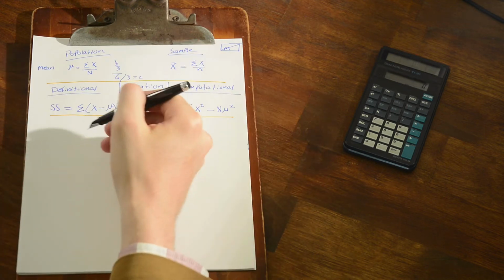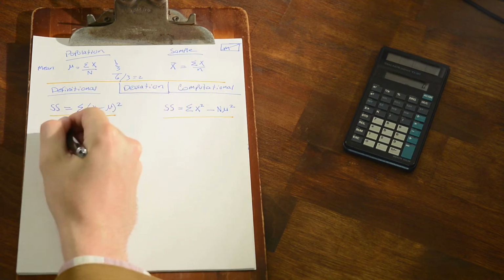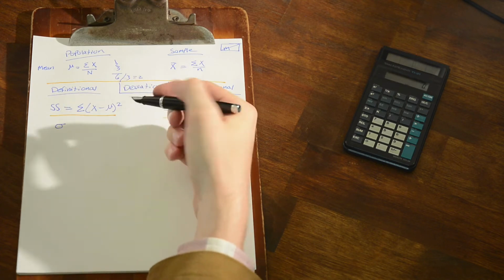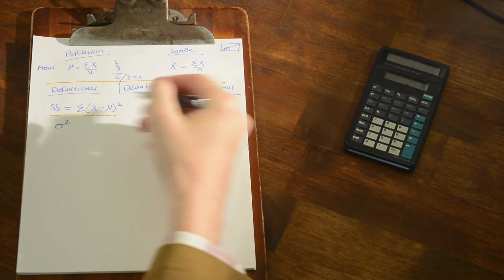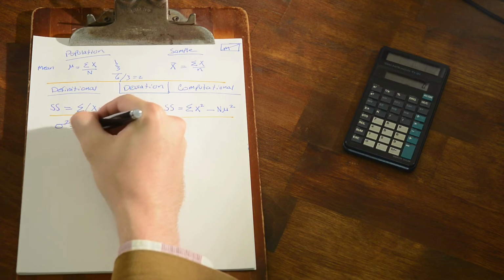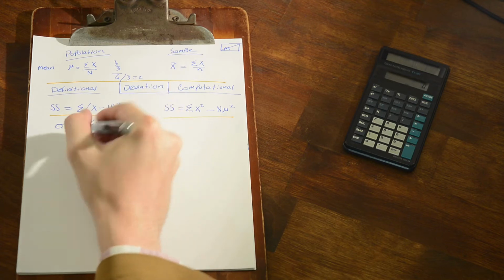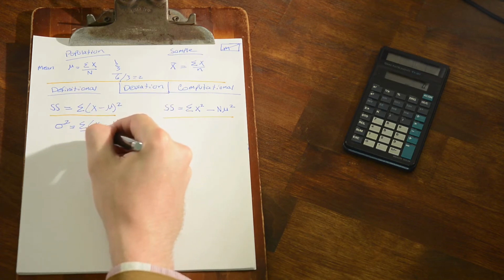Once we have our sum of squares, we can calculate our variance. Variance is seen in sigma squared, except we're using lowercase sigma instead of uppercase, like in our summation sign. The sigma squared is equal to the sum of x minus mu squared, and that whole thing is divided by n.